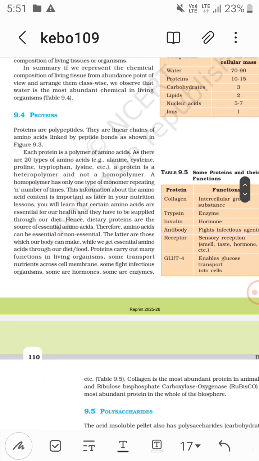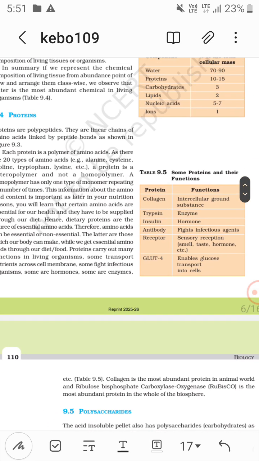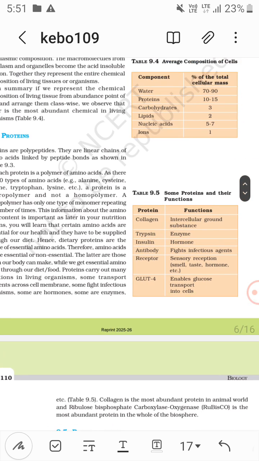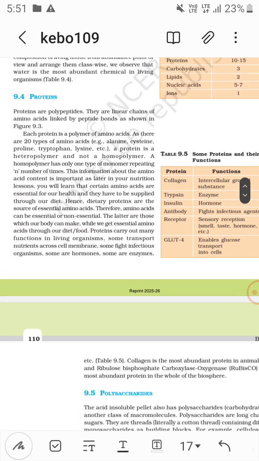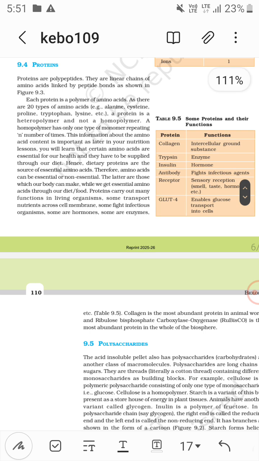Now everything is covered. Remember, carbohydrates are 3% of total cellular mass, lipids 2%, ions 1%. Now proteins, they are polypeptides.